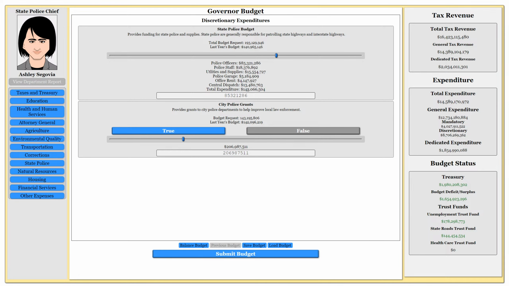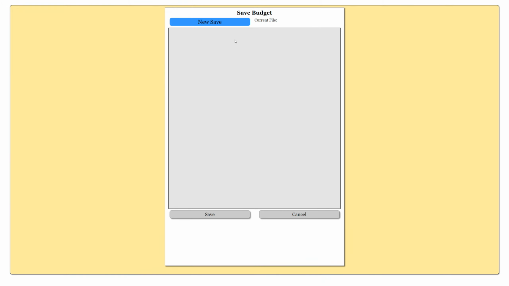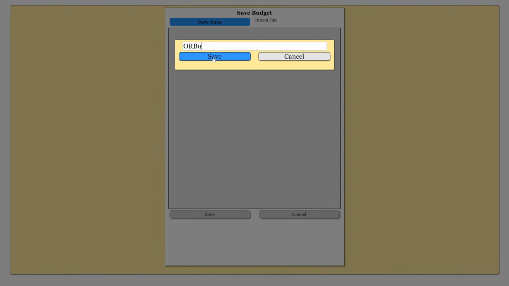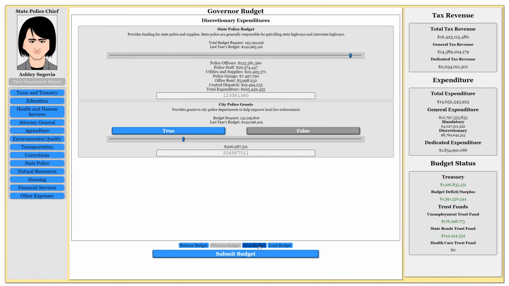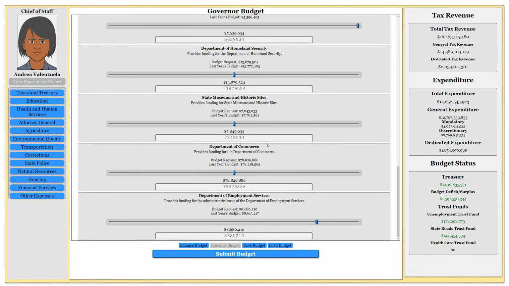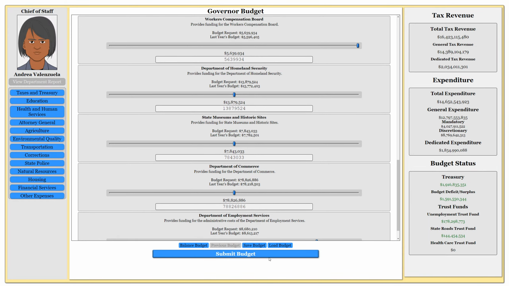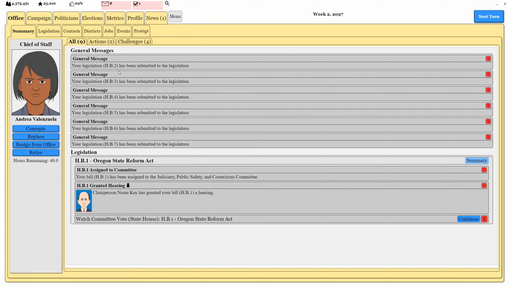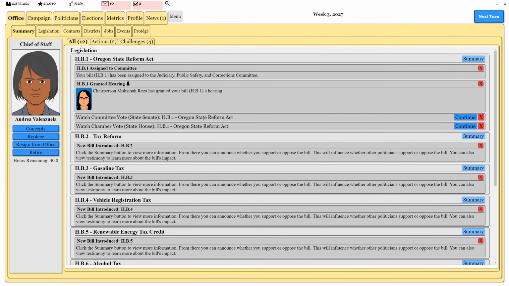So we are at total expenditure $142 million, and they are requesting $200 million. Let's go ahead and increase that up to $200 million. 205. Give it a little bit over. Save budget. Save our budget. Save successful. Okay, let's go ahead and submit this over. And then, so I submitted HB 2, 3, 4, 5, 6, 7, and then these will be going right through the legislature.